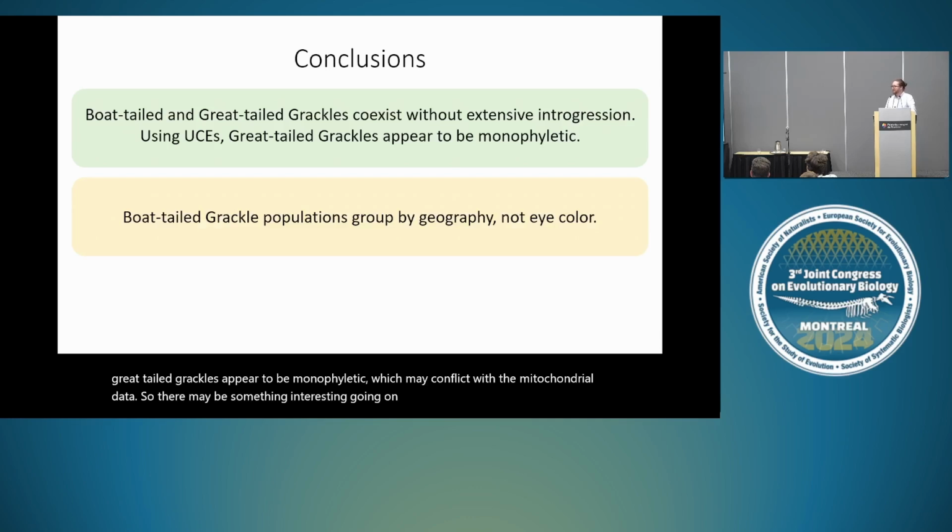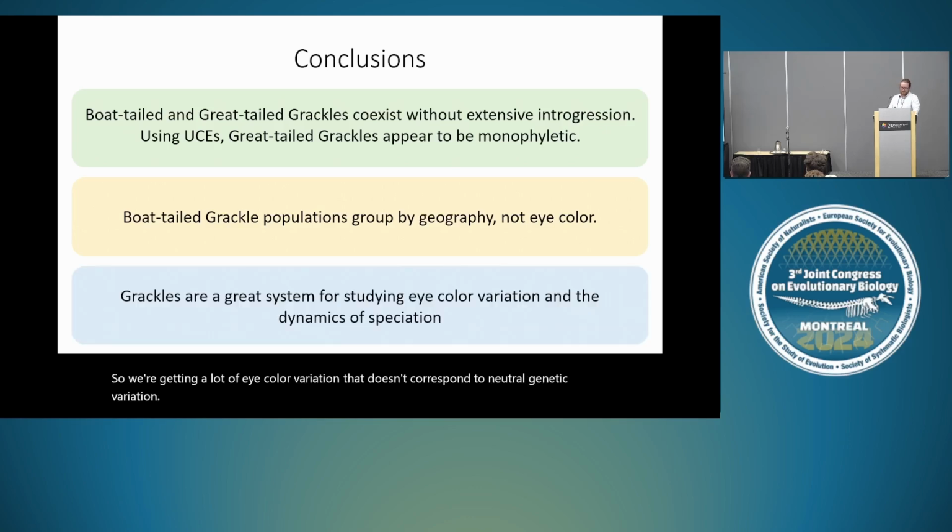Boat-tailed grackle populations are grouping by geography and not by eye color, so we're getting a lot of eye color variation that doesn't correspond to neutral genetic variation. And so for these reasons, I think grackles are going to be a great system for studying eye color variation and also the dynamics of speciation.